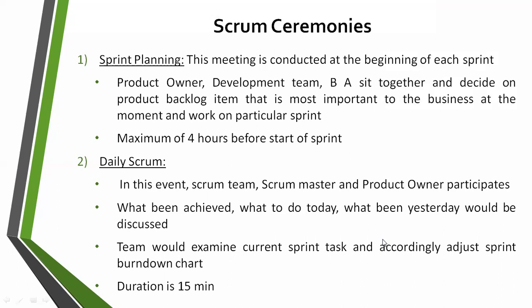This would be conducted at the beginning of each sprint. For example, if you were to start the sprint on Monday, generally we have this meeting on the Friday. Today being Friday, I'm going to have a sprint planning meeting, and from Monday onwards we start a new sprint. The attendees are the product owner, development team, and BA. So the Scrum team would sit together and plan for it.